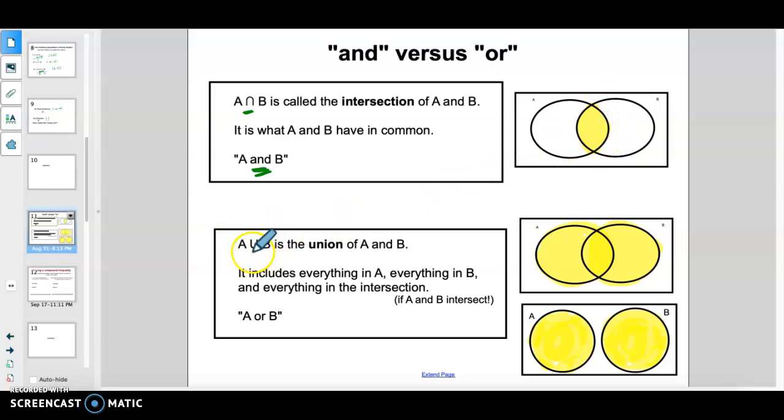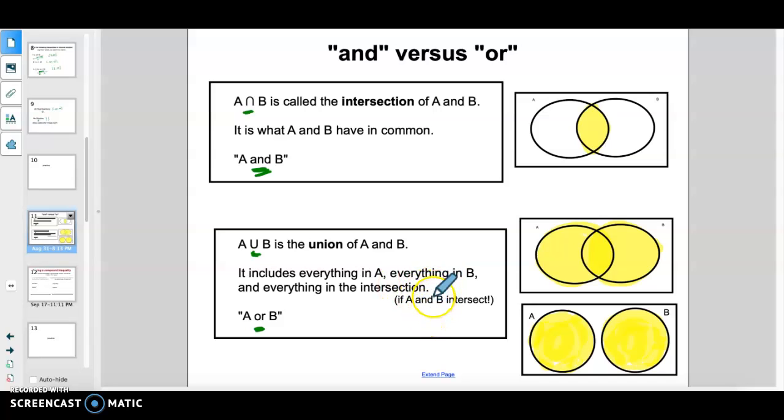The other symbol you might see is the union symbol. This is saying A union B, and that's like OR, so A or B. This includes everything in A, everything in B, and everything in their intersection if they intersect. So it could look something like this, or if they don't intersect, they could just be two separate groups, but it includes everything represented by A and B.